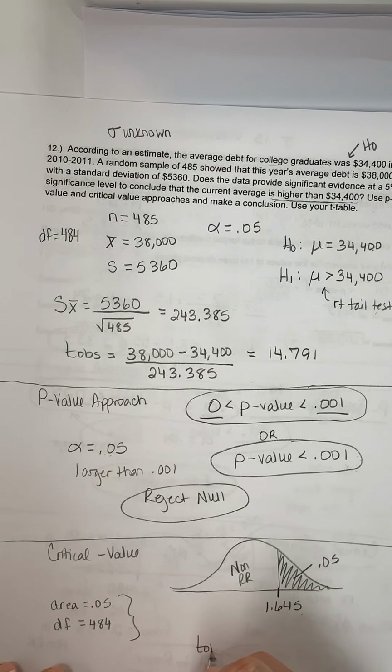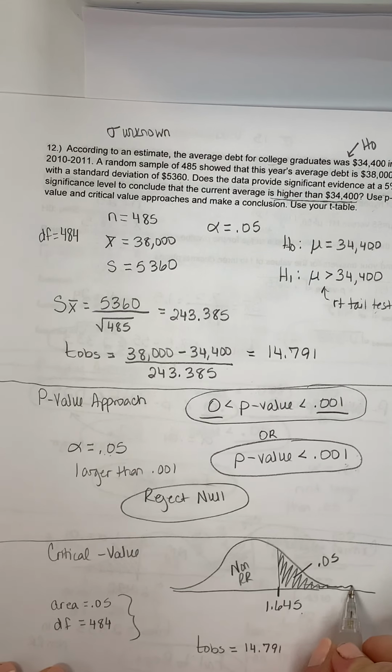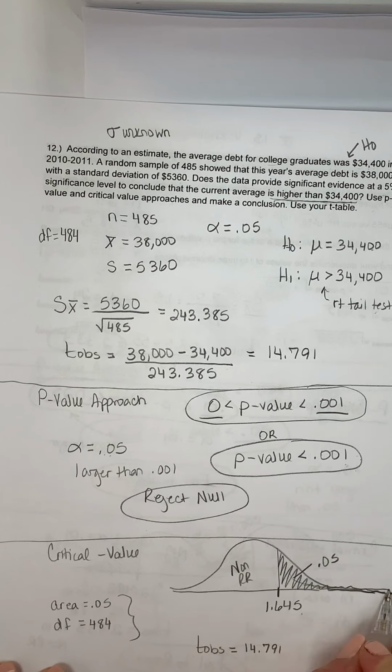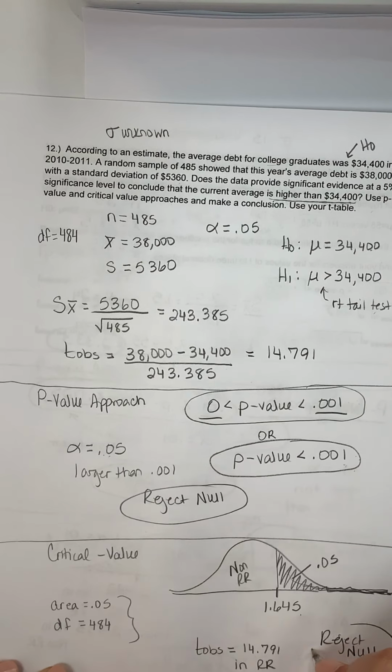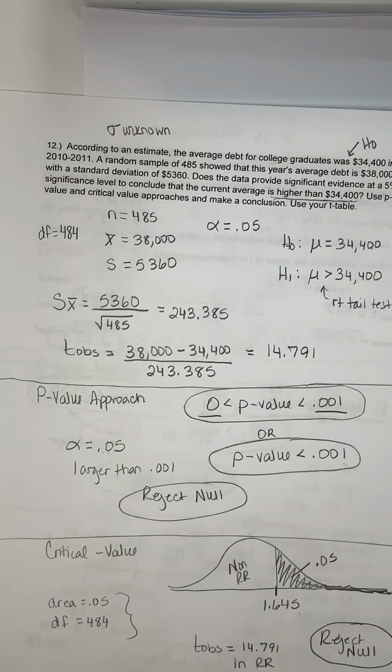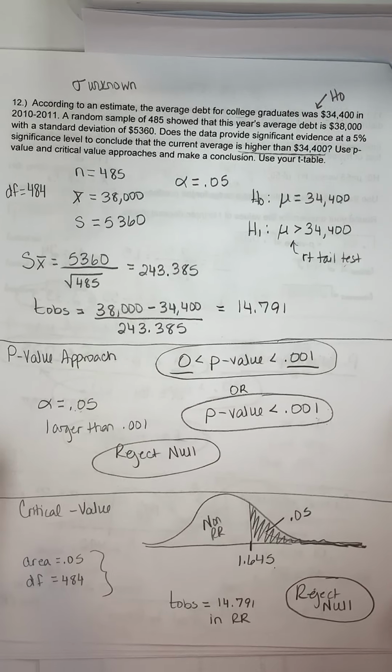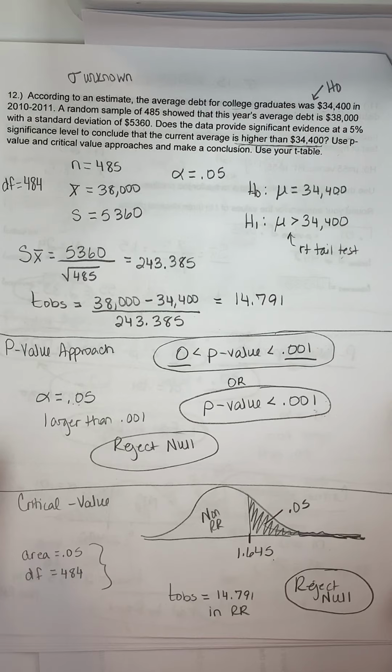All right, let's look at where T observed falls. T observed is 14.791. Geez, that's a big T observed. So we are way out here in this tail, right? That is definitely the rejection region. So this is in the rejection region. We are going to reject the null. So no matter which way we looked at it, we come to the same conclusion, right? That we do in fact need to reject.